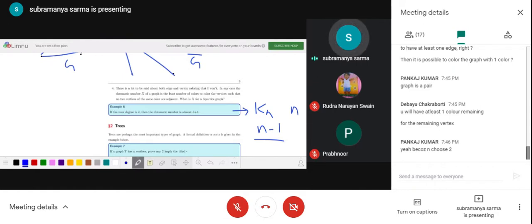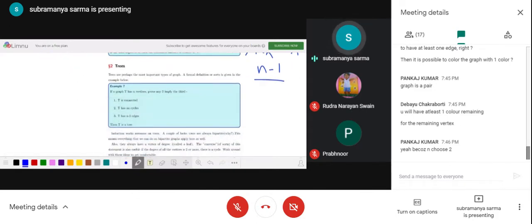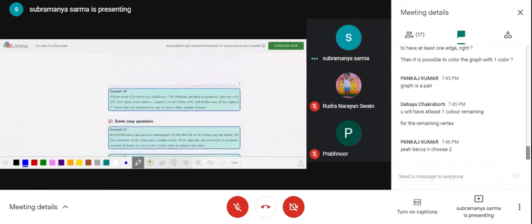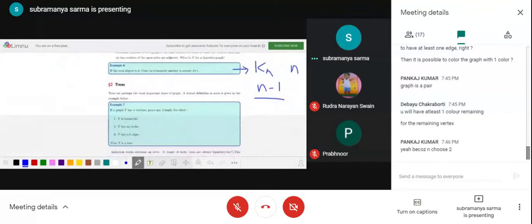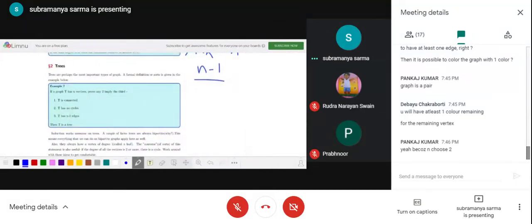Correct. What Debayu said is correct. This works because you will have at least one color remaining for the other vertex. Because the fact is that if you have d plus one colors to use, you have many colors, right? You will always have some colors left, even if you start coloring randomly. So that's the idea for example 6, right? So does anybody have any questions? I'll move on to trees. Any questions?